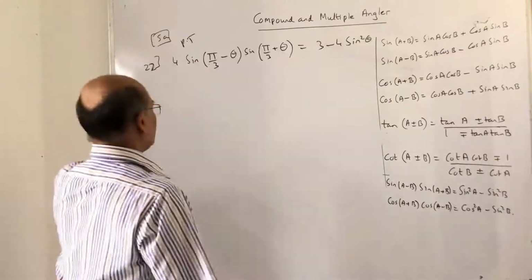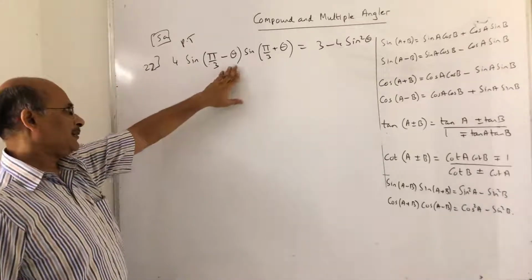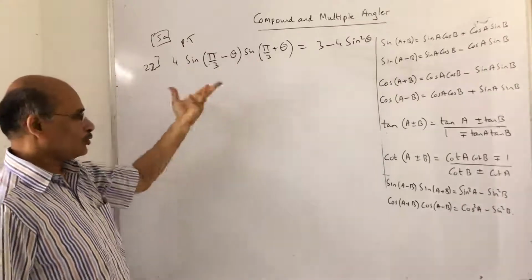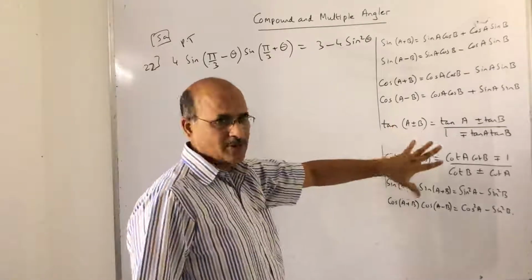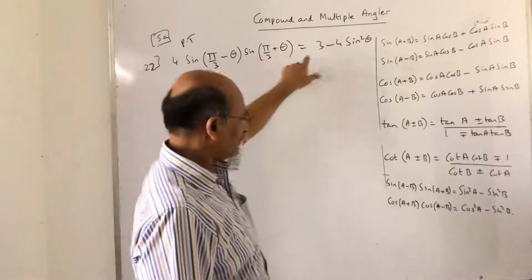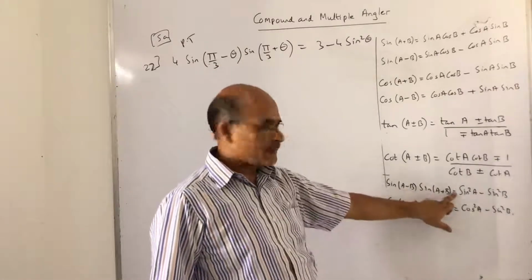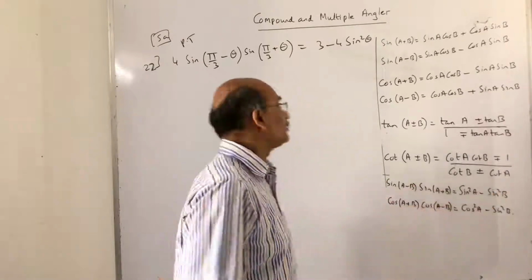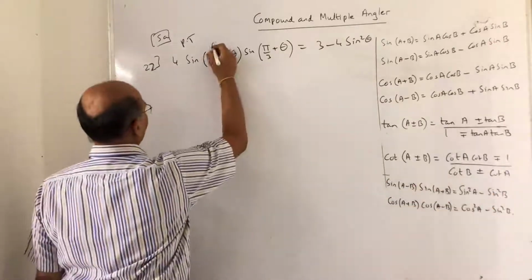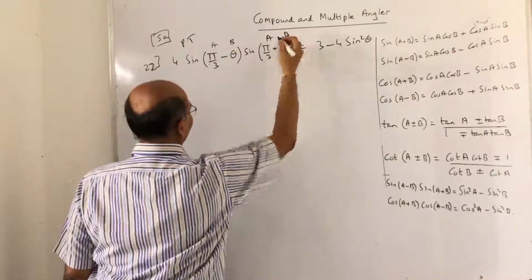Okay children, let us take this question now. Then I can prove that 4 sin pi by 3 minus theta. Whenever you see there is no scope, just think what you can do from this formula. Now if you see this, sine of A minus B, sine of A plus B. What is sine of A minus B, sine of A plus B? It is sine square A minus sine square B. So this is my A, this is my B. So I think I can go ahead with this.